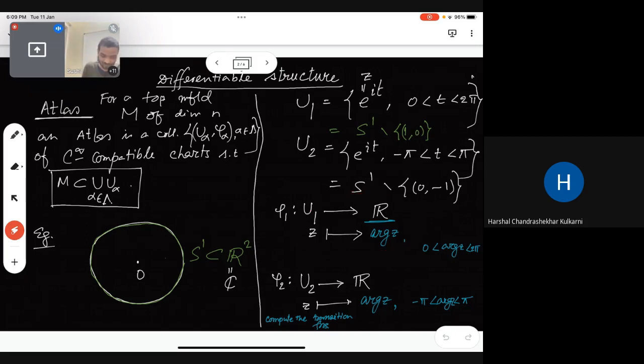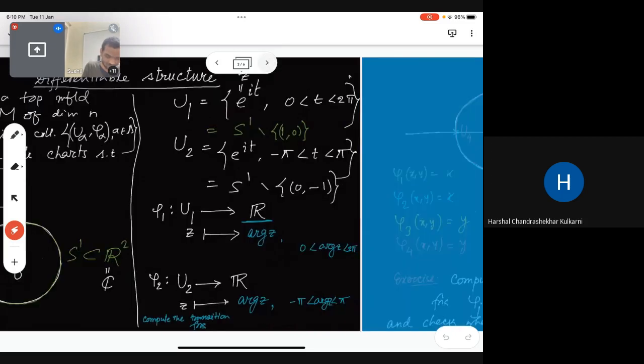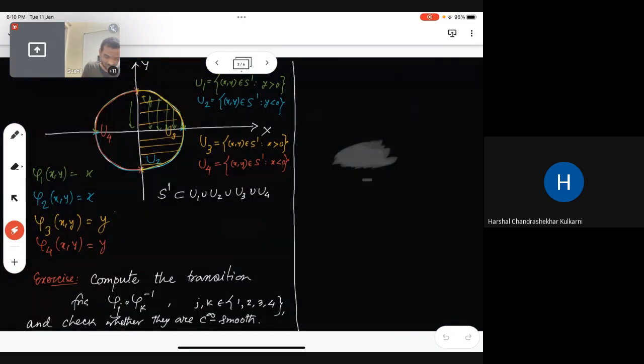So this P1 intersection P2. Let us go here. So I'll put my lecture here itself, and then share it to you. So here. Today's date is 11th, right? Here.